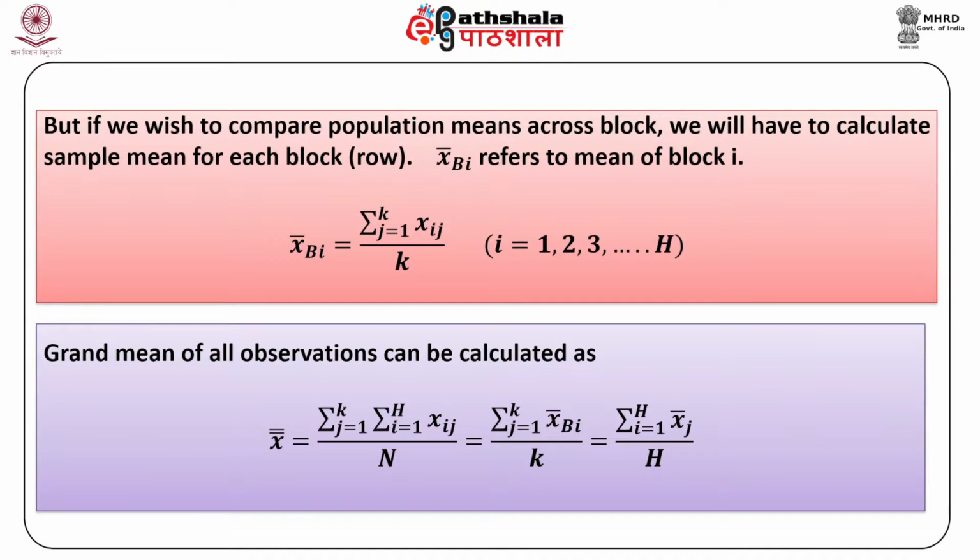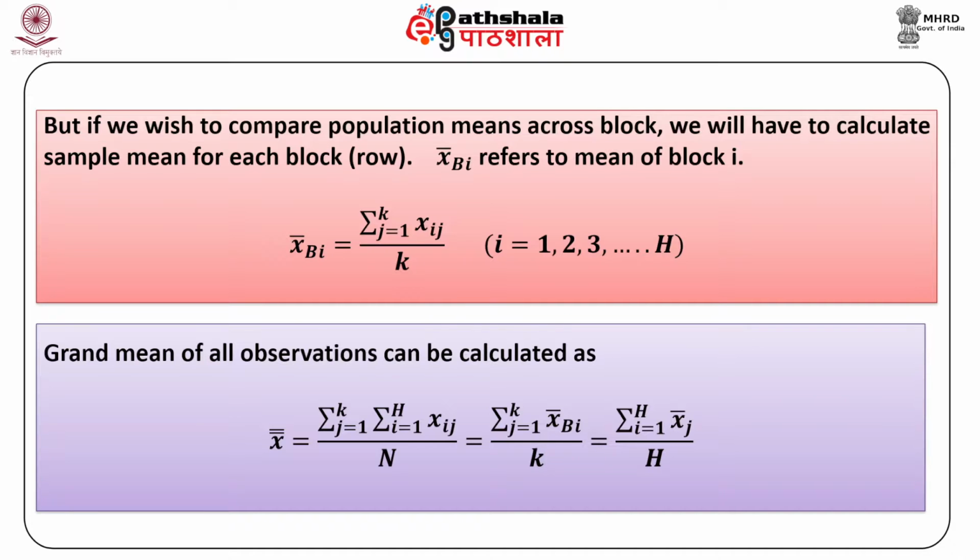But if we wish to compare population means across blocks, we will have to calculate the sample mean for each block, which is a row in this case. And we can denote Xbi bar, which refers to the mean of block I. Therefore Xbi bar is equal to summation of Xij over J, where J ranges from 1 to K, divided by K, and I ranges from 1 to H. As mentioned earlier, we have H blocks.